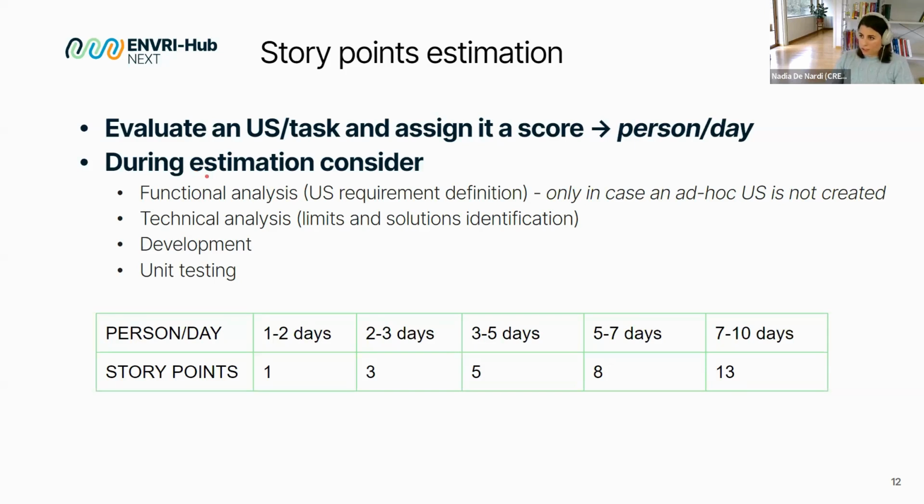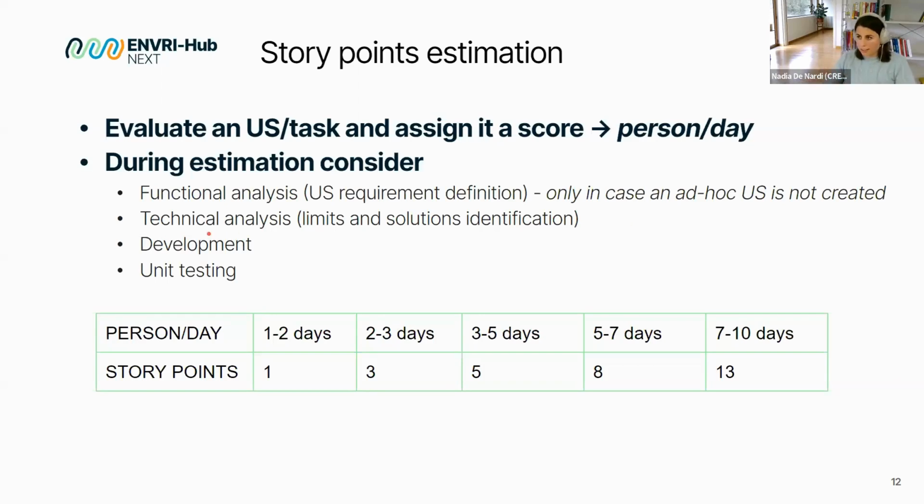During the estimation, you must consider the functional analysis. So if you need to have meetings with the user or whatever to define better the use case or the acceptance criteria, you need to consider here the hours that you will spend doing this, okay? And this point you will consider only in case an ad hoc user story is not created. So I don't know if you remember, before I showed you the analysis user story and the development user story. If you have already split these two, for the analysis you will consider the functional analysis, and then for the development you will consider only the development.